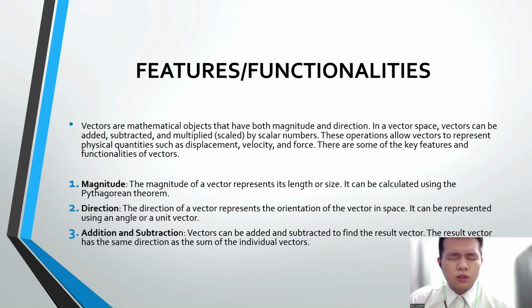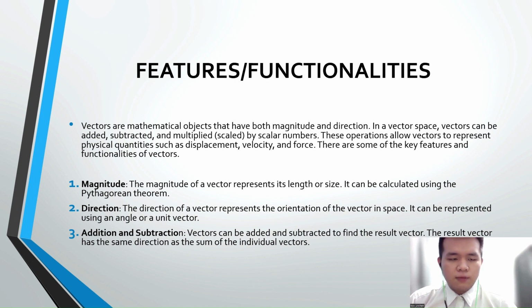My name is Wu Yun Chen, and today I'm going to talk about the features and functionalities of vectors. Vectors are mathematical objects that have both magnitude and direction. In the vector space, vectors can be added, subtracted, and multiplied by scalar numbers. These operations allow vectors to represent physical quantities such as displacement, velocity, and force. These are some of the key features and functionalities of vectors.